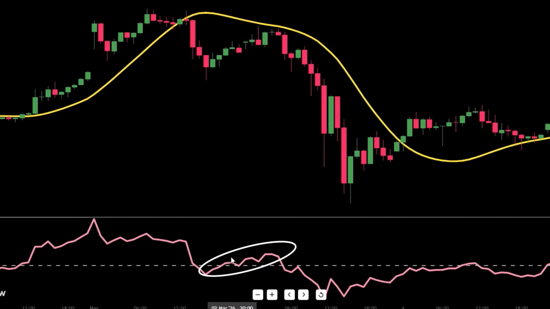Again, don't enter the trade yet. Wait for the RSI to cross back below 50. This shows that bearish momentum is returning and sellers may be taking control again. Before entering, make sure the price is still below the Hull Moving Average.